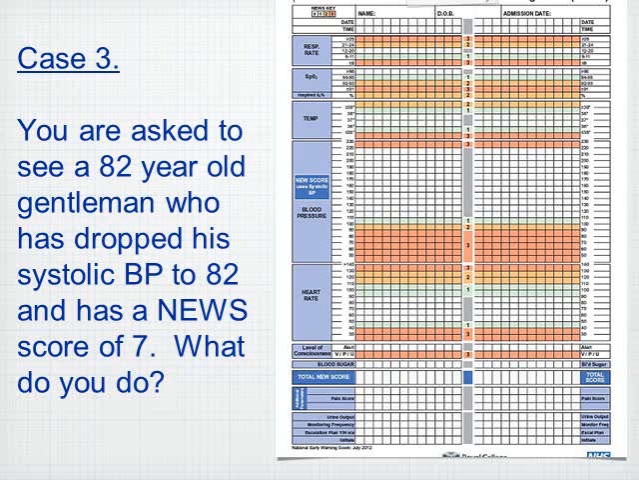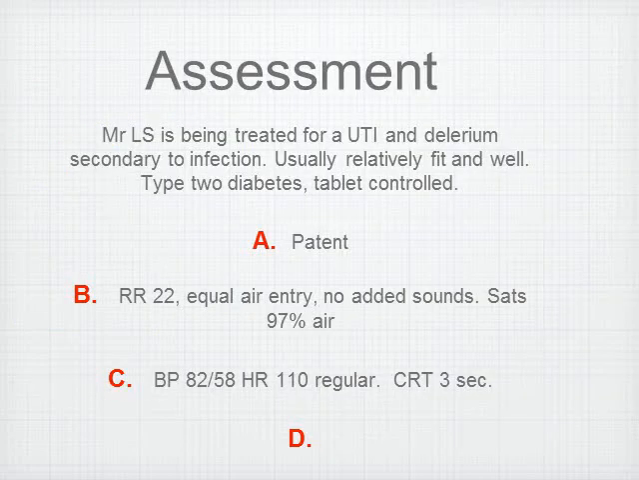So will you come and see him? I can't remember, let me look at my slides. So he's been treated for a UTI and delirium secondary to infection. He's usually fairly fit and well, bit of dementia, bit of memory loss, but otherwise fine. He's got type 2 diabetes and he's tablet controlled with that. So you know that he's not going to be quite compos mentis anyway.